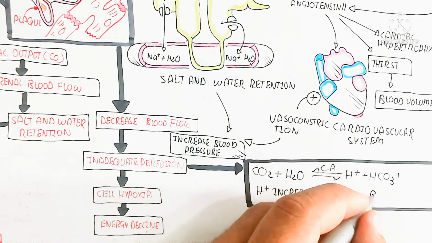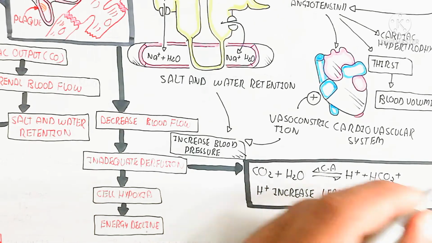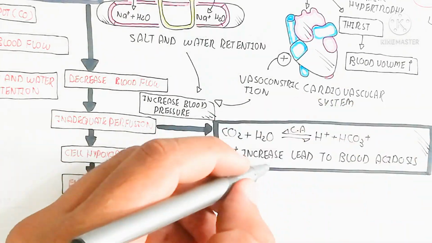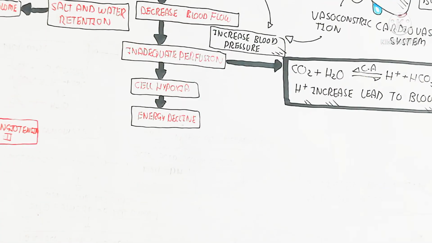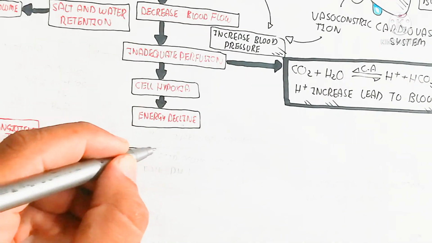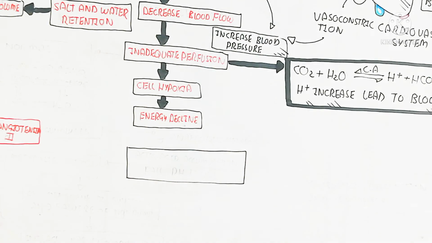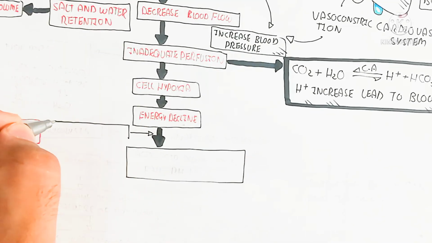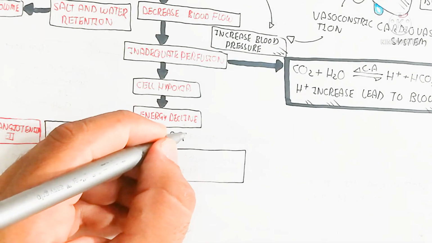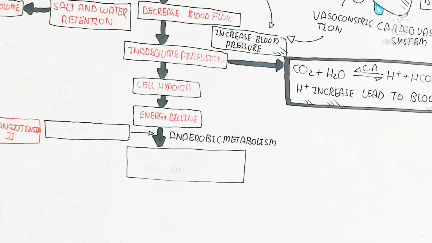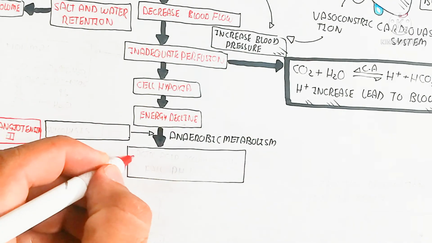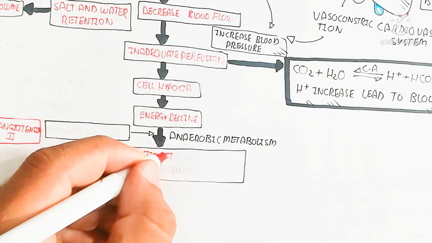Proton increase leads to blood acidosis. In this way the pH of the blood will be decreased, and this will lead to dysfunction of many physiological processes. So here is the energy decline due to the cell hypoxia. Why? Because the oxygen is not present in sufficient amounts. In this way the energy declines due to anaerobic metabolism.